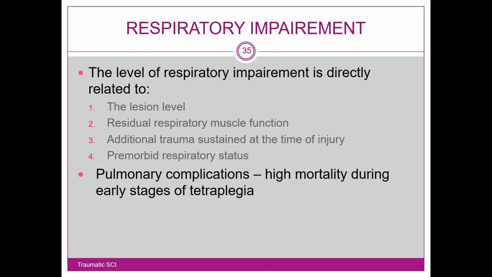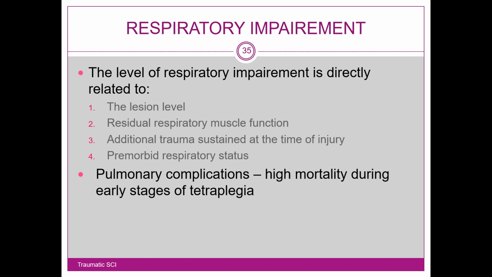So second, residual respiratory muscle function. Whichever muscles are remaining, are they functional? What amount of strength do they have? That also determines the respiratory impairment. Third, additional trauma sustained at the time of the injury. What additional trauma? For example, it was an RTA. Not only does the level of the lesion of the spinal cord matter, but also if there was any injury directly to the ribs or the lungs, that also plays an important role.